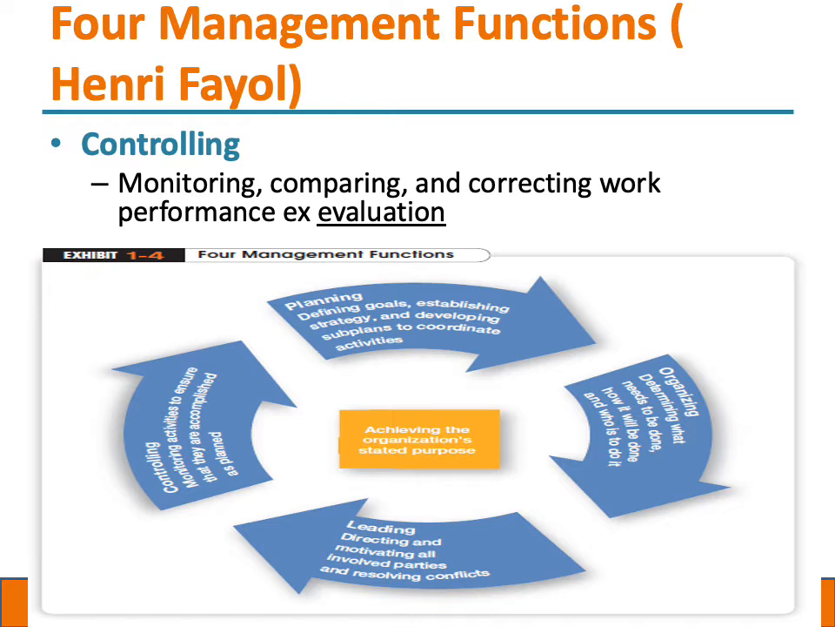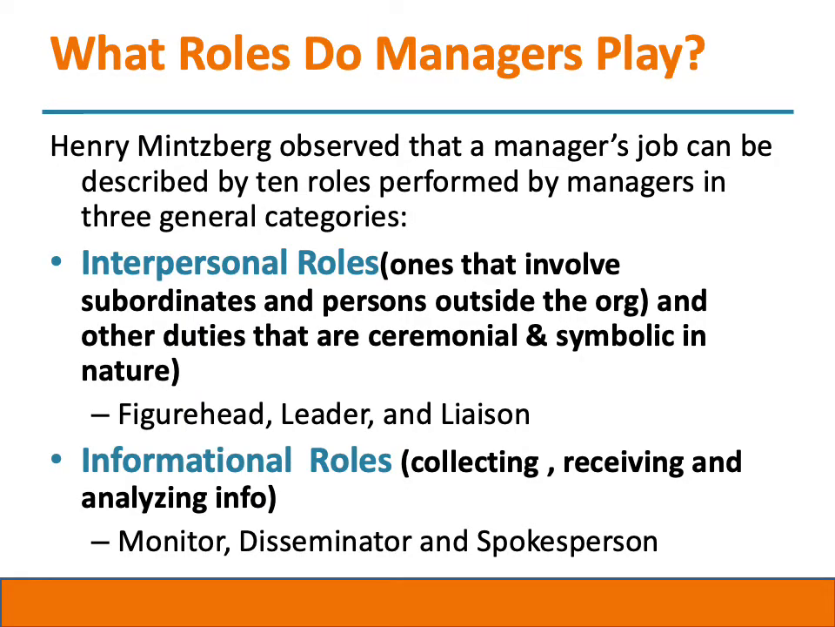Now you see here the graph about the four management functions. These functions are to achieve the organization's stated purpose. So what roles do managers play? Henry Mintzberg said that a manager's job can be described by 10 roles in three general categories. The first category is interpersonal roles. It means roles that involve subordinates and people outside the organization, and also other duties that are ceremonial and symbolic in nature. For example, figurehead, leader, and liaison officer.